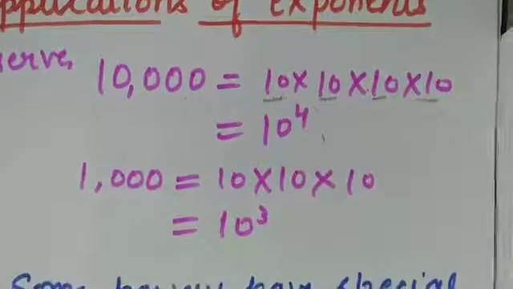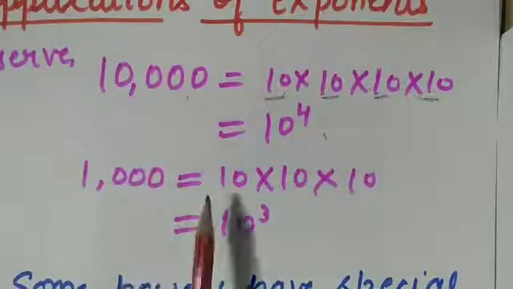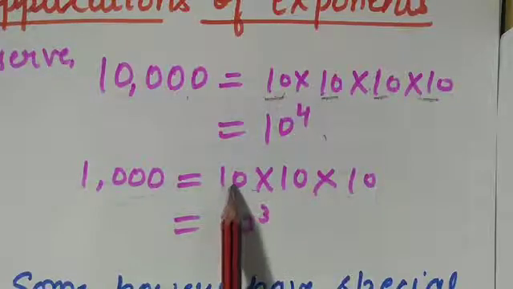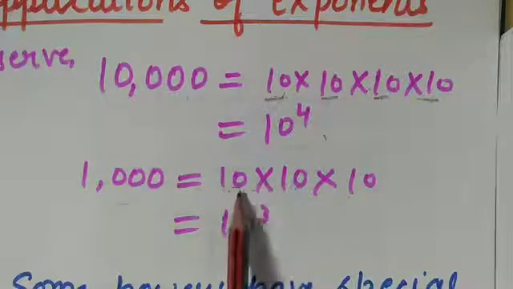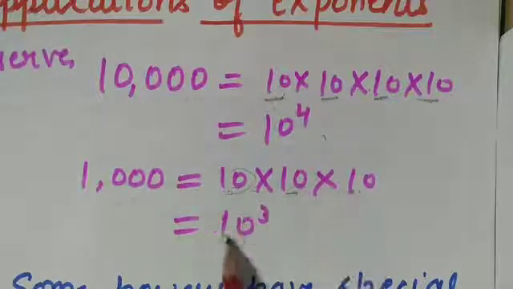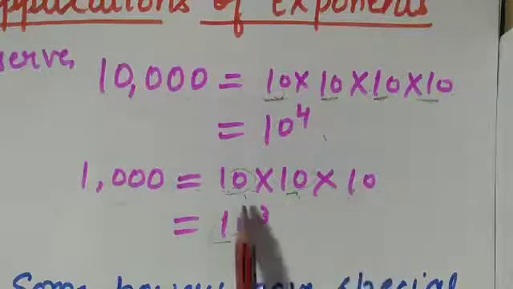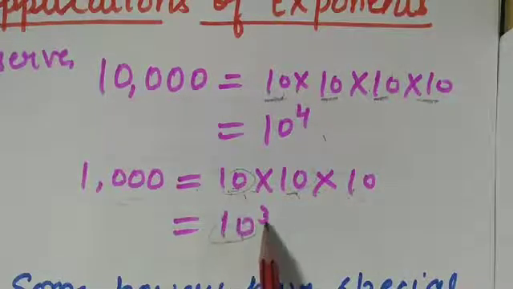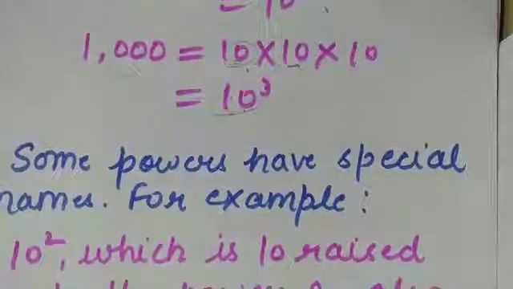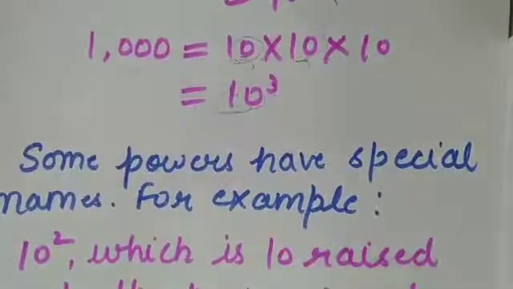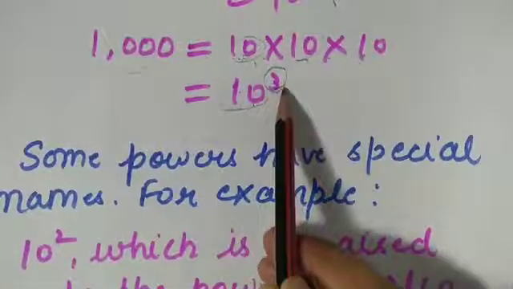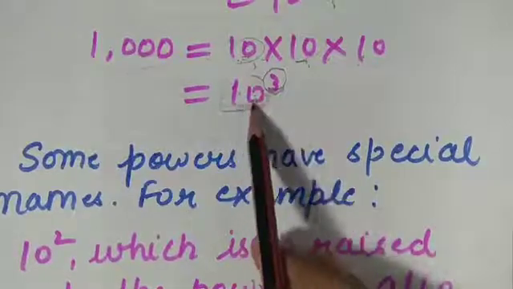Similarly for 1000, how will you write this number? This can be written as 10 into 10 into 10, and here I am observing that this is repeated multiplication of the number 10. So 10 will be the base, and how many times is it being multiplied? This is 3 times. So this can be written as 10 raised to the power 3. Now some powers have special names. These are known as powers, or you can say exponent or index. And this 10 is the base.